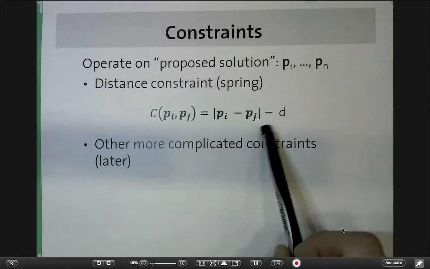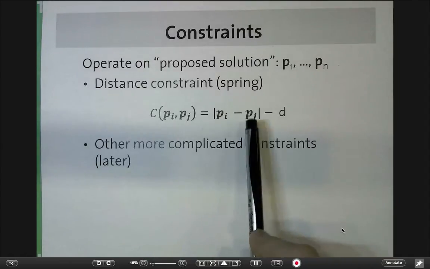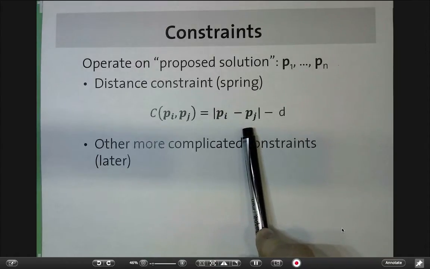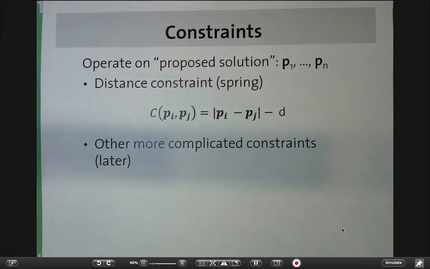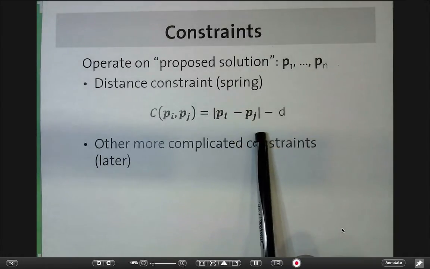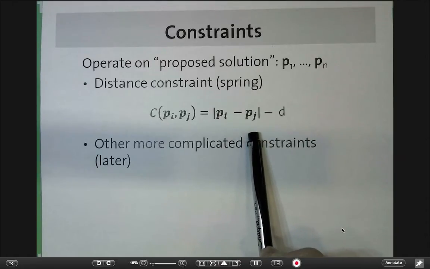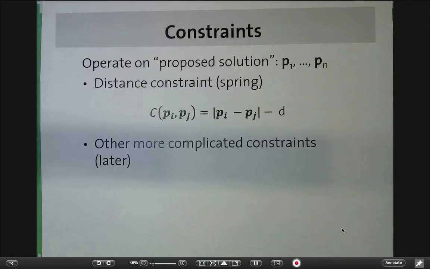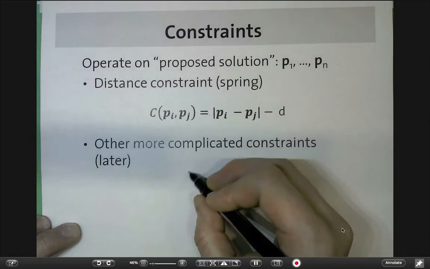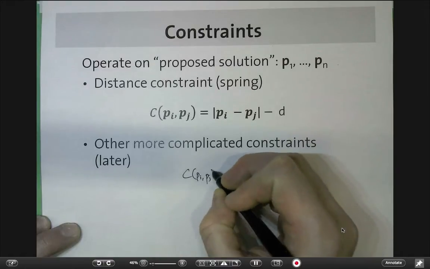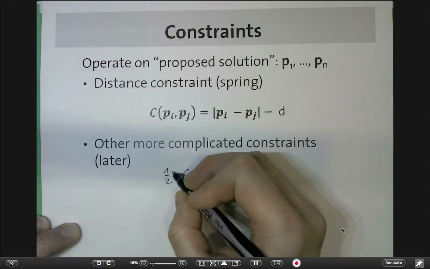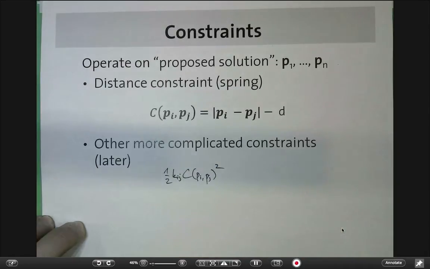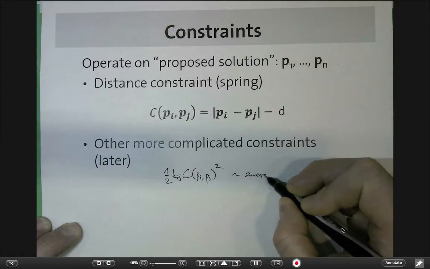Now notice that this is not exactly energy, right? How would I get energy from this? Why is it not energy? Is this because it can be negative, right? It's not very far away from the Hooke's law energy potential. All I would need to do, if I wanted to get energy, I would just have to take the constraint and square it and possibly multiply it with some stiffness coefficient or something like that. And this would give me something like energy.